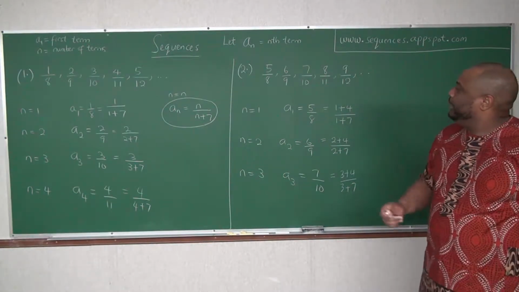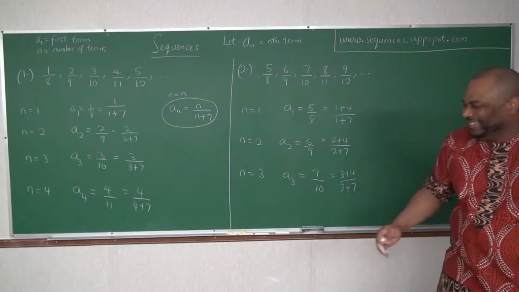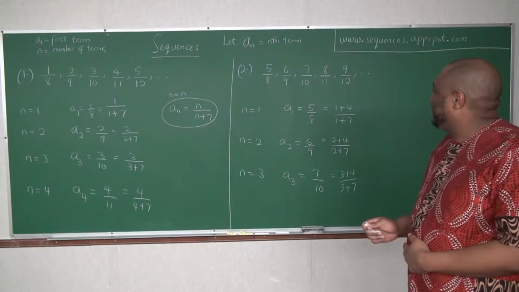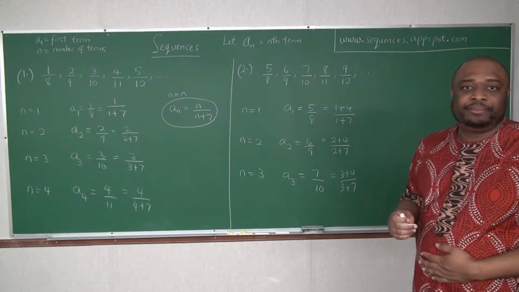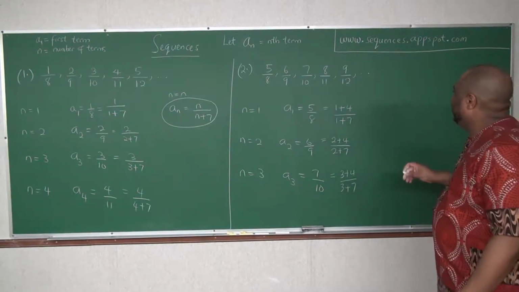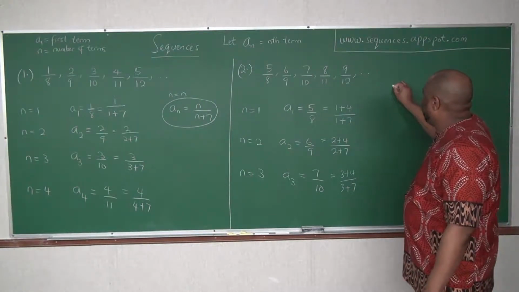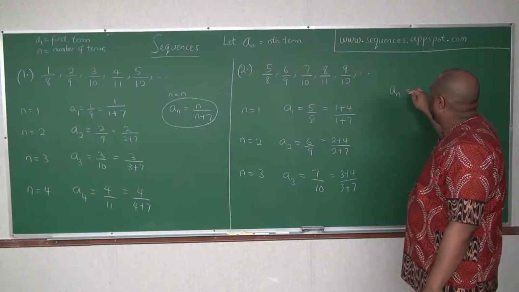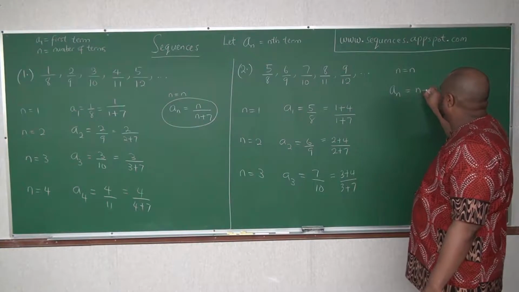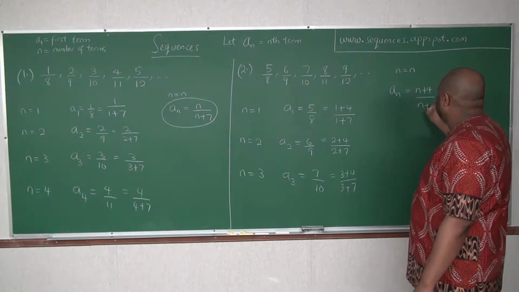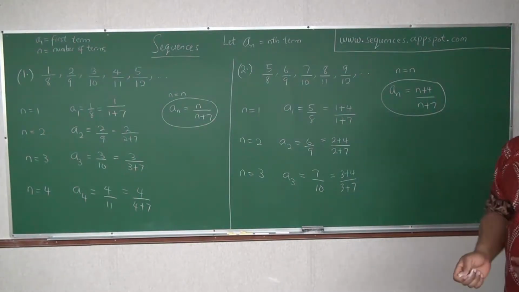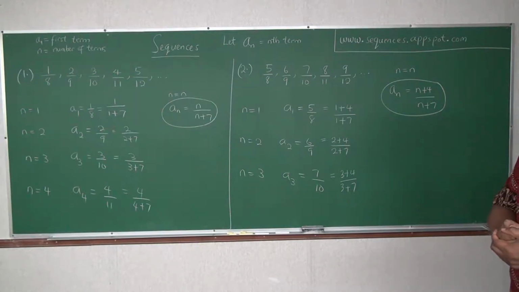Then you can visually do the 4th term. 4 plus 4 is 8. 4 plus 7 is 11. 5 plus 4 is 9. 5 plus 7 is 12. So in that case, the nth term an will be n plus 4 over n plus 7. And that becomes your answer, the nth term.